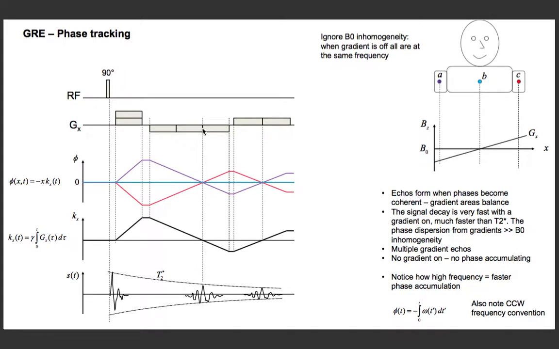Just like with other echoes, I can repeat it. So if I kept this gradient on here, I would cause more dephasing, which you see in these plots here, going in the other direction. And then this gradient lobe rephases them back, and I have another echo occurring here.